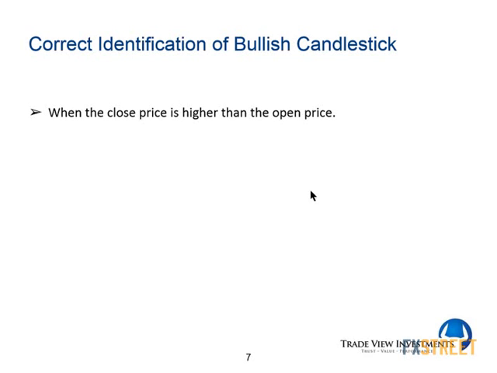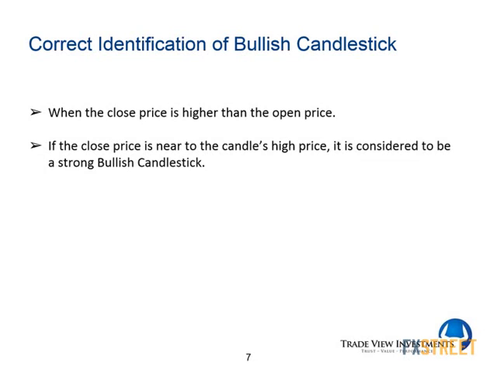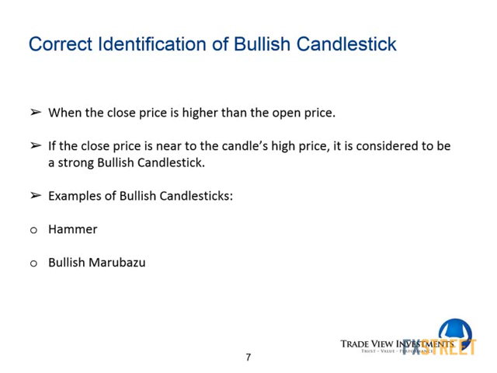Now let me help you to identify the correct bullish candlesticks. It is when the close price is higher than the open price. If the close is near the candle high, it is considered to be a strong bullish candlestick. Some examples of bullish candlesticks, and don't worry, I'll show you ample examples from past and live situations, are the hammer and the bullish Marubozu. Marubozu is a candlestick, and it's one of my favorites. Bullish Marubozu is this candlestick, the last but one, in which there is no wick at the top. They can be very strong. So this is a bullish Marubozu here.